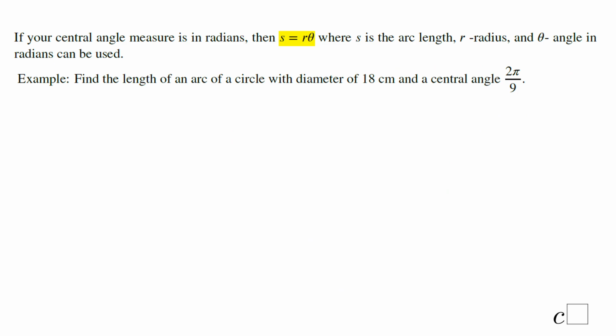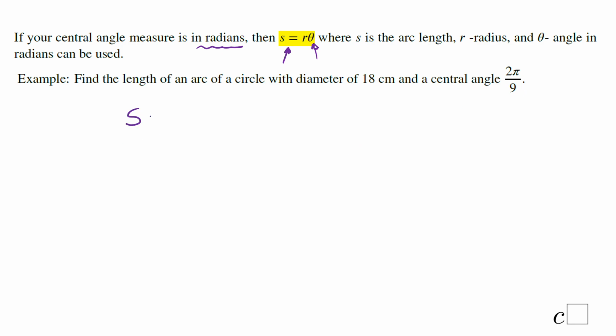And the last problem in this lesson is using this formula, which connects the length of an arc, or arc length, S is called now, with the radius and the angles. But be careful, the angles need to be in radians. Other than that, we have a problem. So find the length of an arc of a circle with the diameter of 18 centimeters and the central angle of 2 pi over 9.